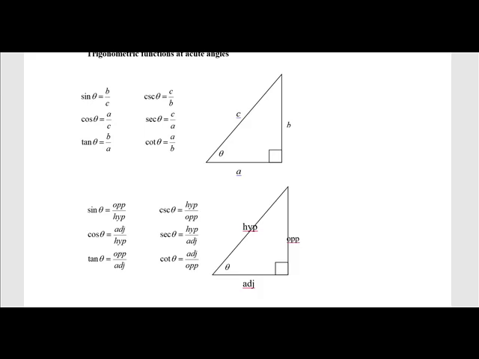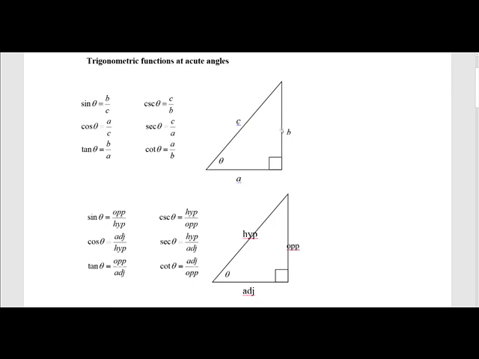This section 2.1 goes over trig function values at acute angles. You would start with any right triangle. Here I'm going to label the hypotenuse as C and the vertical leg as B. A is the horizontal leg. Now what you want to pay attention to is that angle theta right here is opposite to side B, and side A is called the adjacent side.